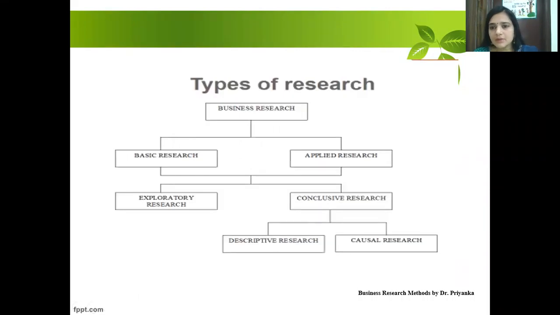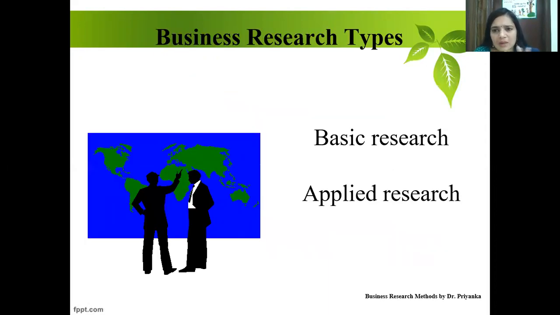Research can basically be divided into two parts: basic research and applied research. Business research can also be divided into exploratory research and conclusive research, which are more or less other names for basic and applied research. Conclusive research can then be divided into two parts: descriptive research and causal research. Let us discuss them one by one, and understand them with the help of some examples.